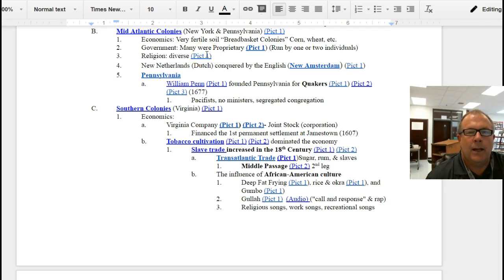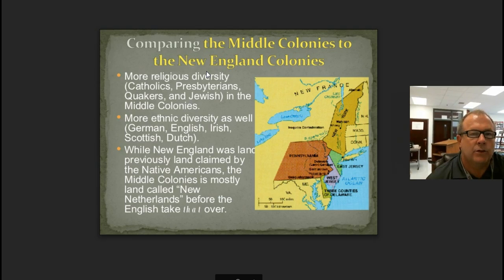Religion in the Mid-Atlantic colonies differed from the New England colonies. In New England colonies, it was mostly Puritan and Pilgrim. In the Mid-Atlantic colonies, it was a diverse group of religions: Catholics, Presbyterians, Quakers, Jews. It was also very diverse because of the ethnicity. Germans, English, Irish, Scots, Dutch all lived there.